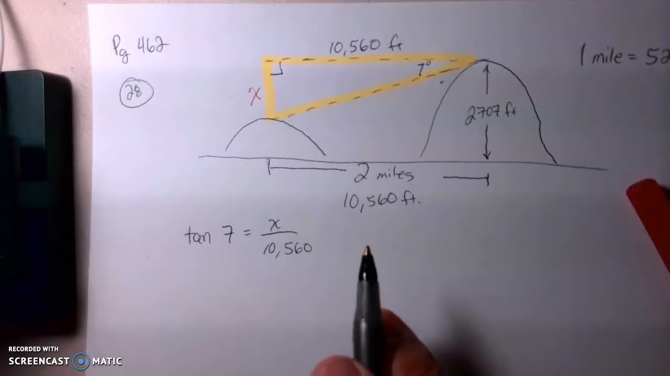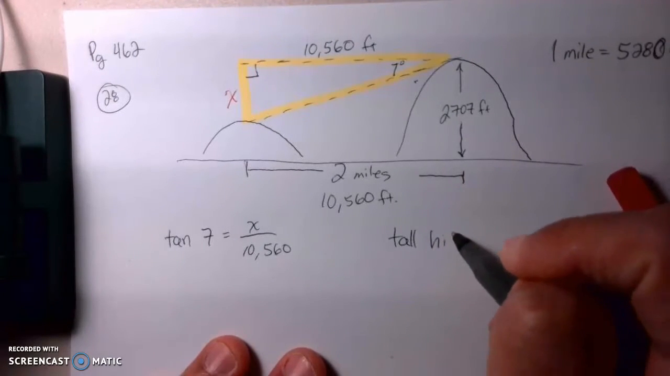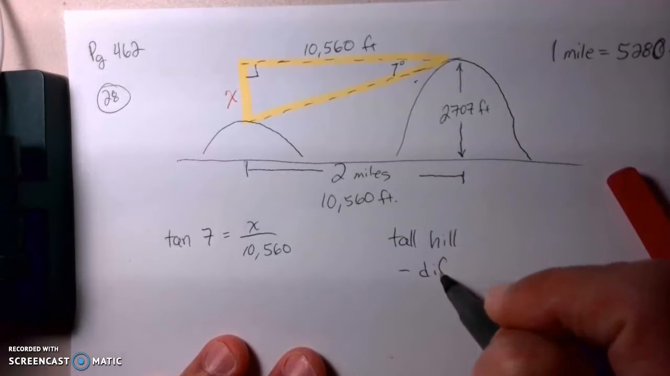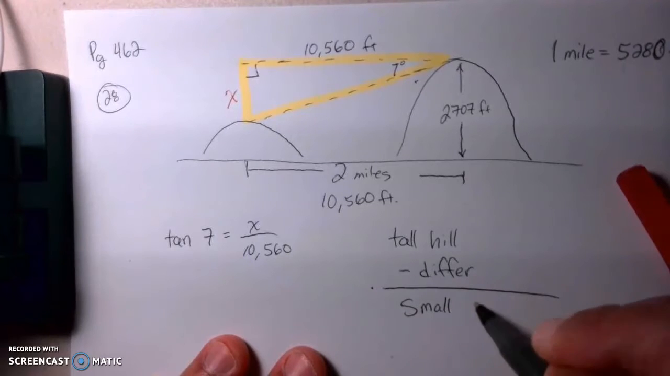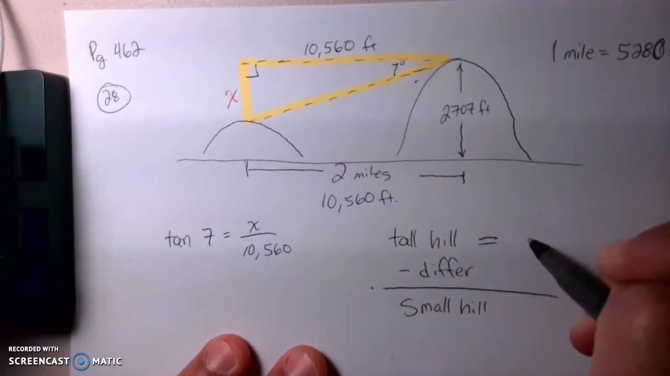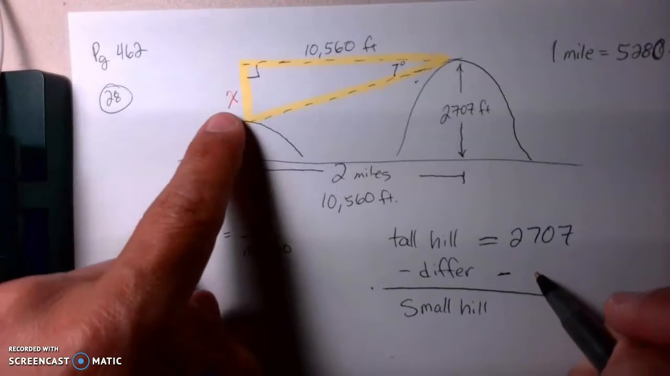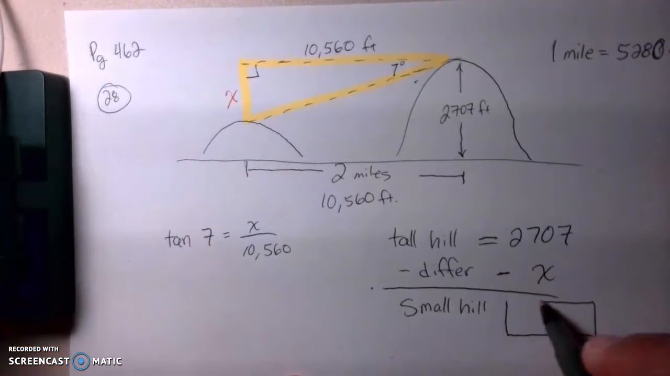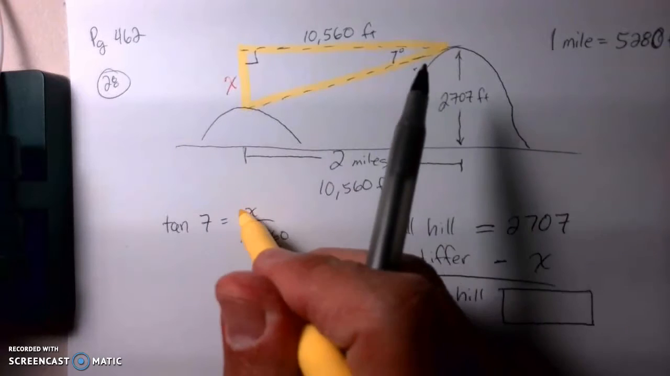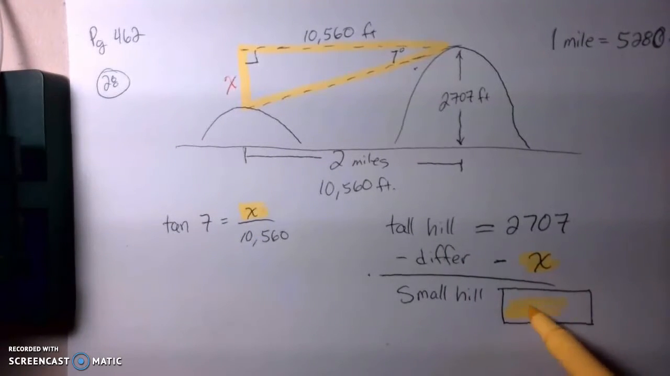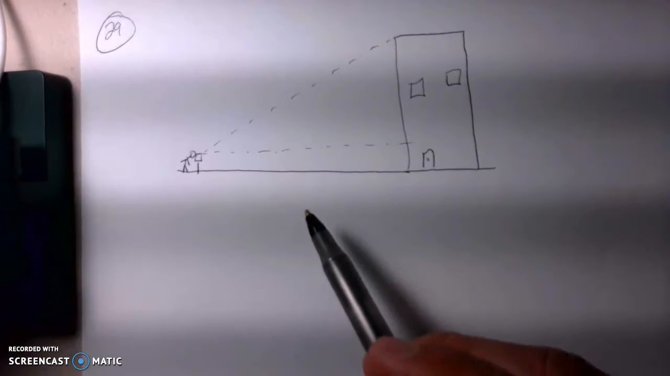Now once you solve for x, you're not done, because you actually want to figure out the height of the small hill. So you take tall hill, minus out the difference, and you get small hill. So the tall hill we know is 2,707. The difference, we're going to minus the difference, which is x. We'll figure out what x is in a moment, and then you will get the height of the small hill. So you got to solve for x. Once you know x, then you can solve the height of the small hill. Number 28.